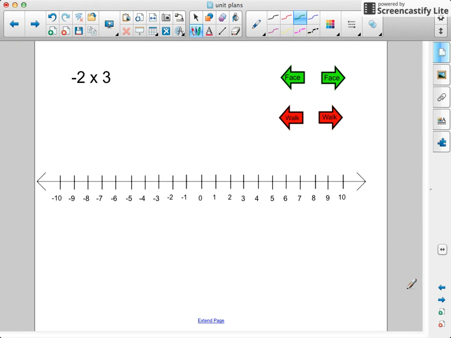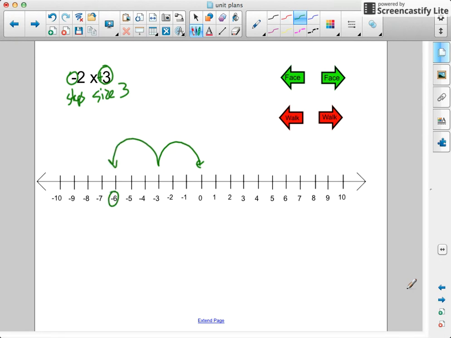So let's try this one. Negative 2 times 3. I could take 2 steps, size 3, but the problem is this one's a negative, so I'm actually going to be facing the negative direction, and taking my steps forward because this one's positive. So I still go forward even though it's going into the negative direction, but because I'm facing that way, that's walking forward. So 2 steps, size 3 each, so 1, 2, right there.